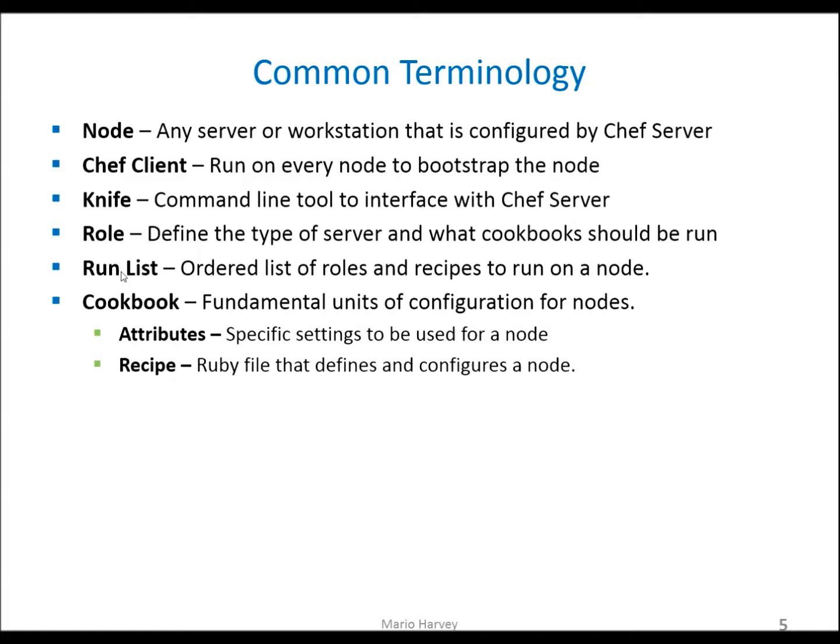Cookbook is the fundamental unit of configuring nodes. And within a cookbook, you have an attributes file, which has specific settings to be used for a node, and a recipe file, which is a Ruby file that defines and configures a node from top to bottom.